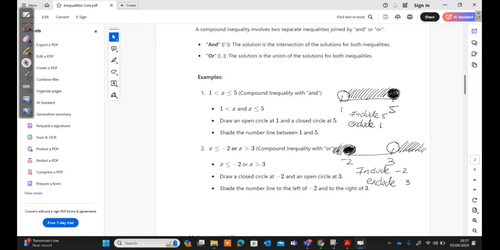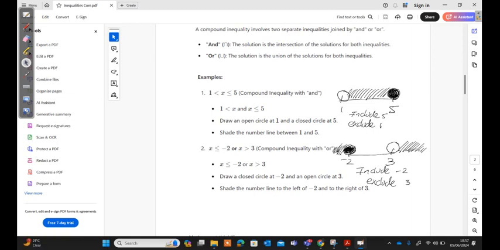For the other one, it's x more than 3, so I have an open circle at 3. Since I don't have an inequality which includes the 3, it's going to be an open circle where the circle is not shaded on the 3. And greater means you're shading on the right hand side. Okay, I've put a couple of notes to help you here.